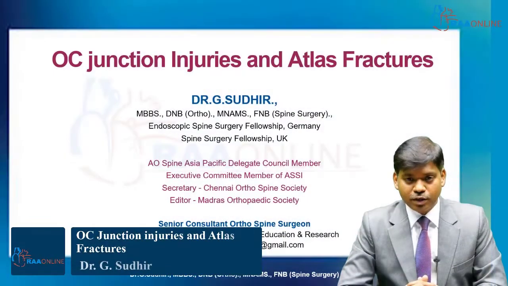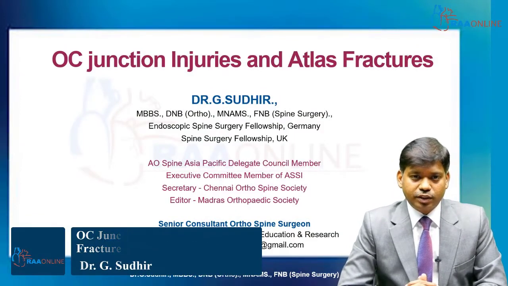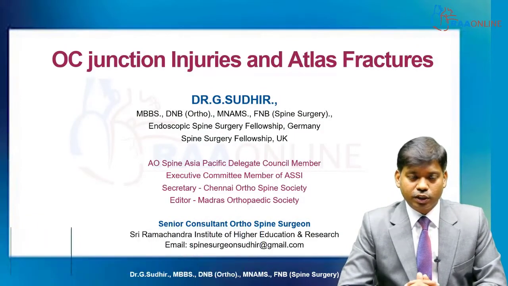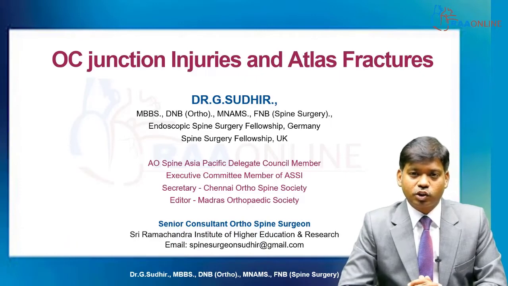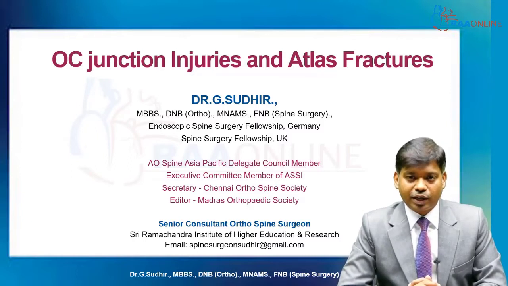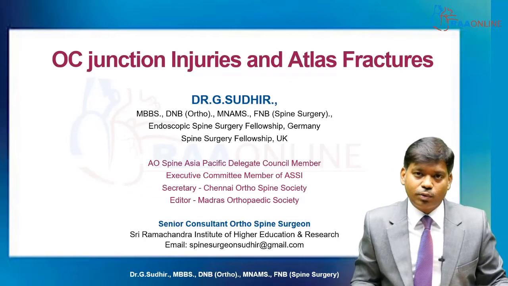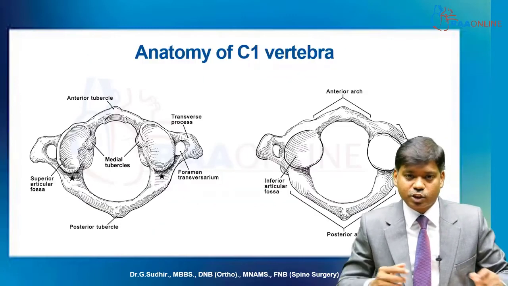Hello everybody. So today in this module we will be discussing the OC, otherwise the occipito-cervical junction injuries, and atlas fractures. Together they can be called upper cervical spine injuries. However, the upper cervical spine includes the occiput, C1 and C2. Here we'll be talking only about OC and atlas fractures. We'll be discussing C2 fractures in the next module.